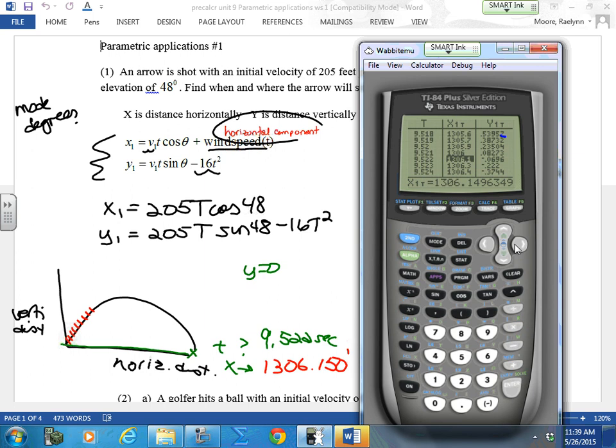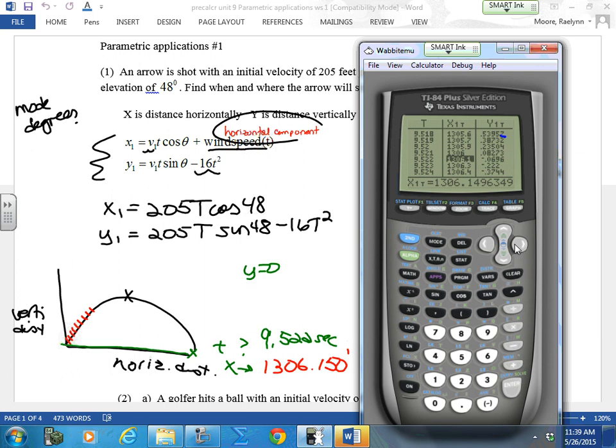Now, I want to know how high this arrow went. I know it didn't ask for it, but I feel like knowing. How high did this arrow go? I have no idea how high arrows go in the air. So I'm looking for this one. And it's probably about half the time, don't you think? It's a parabola, so it's probably about half the time.